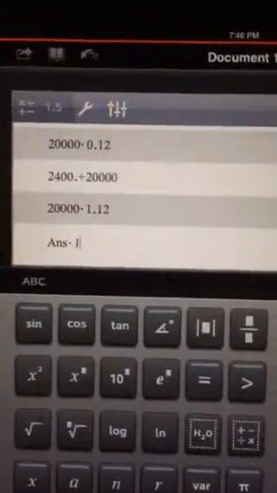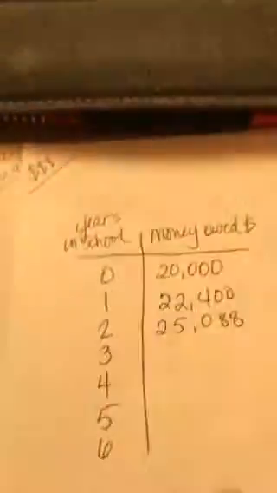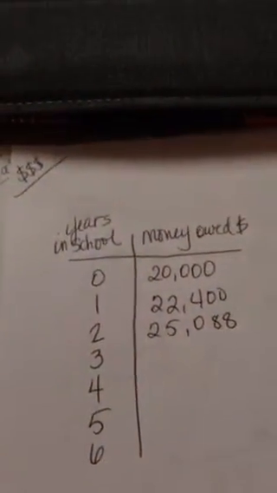Using the laws of the calculator, if I just hit times, it's going to pull my previous answer up because I still need 12% of that. And that's going to be 25,088. Okay? 25,088, and so on.